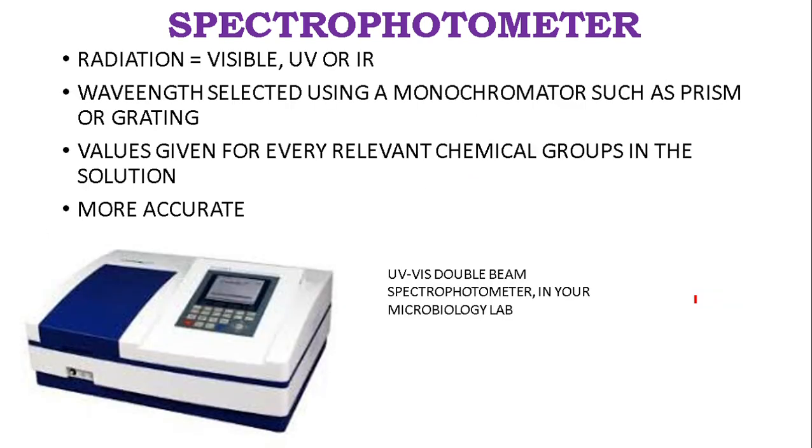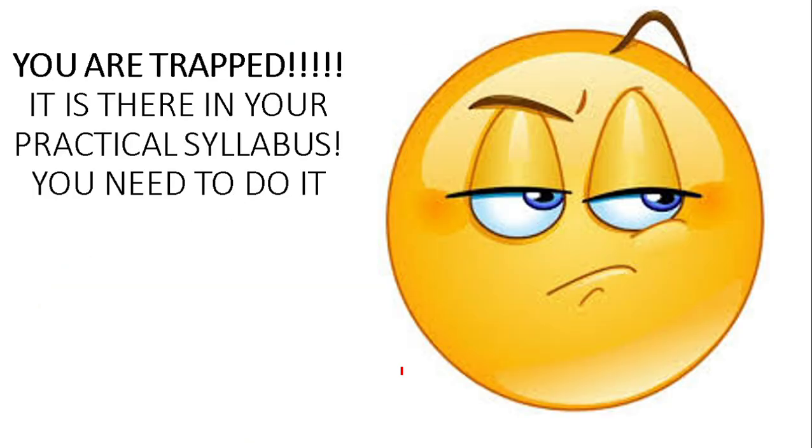This is the spectrophotometer in your microbiology laboratory in the college. You can measure both the UV absorbance and also visible light absorbance. So it is a double beam spectrophotometer. And it's there in your practical syllabus. We need to do an experiment with this to find out the concentration of a solution. That time we will use it, and we will use it more thoroughly, and you study it more thoroughly.